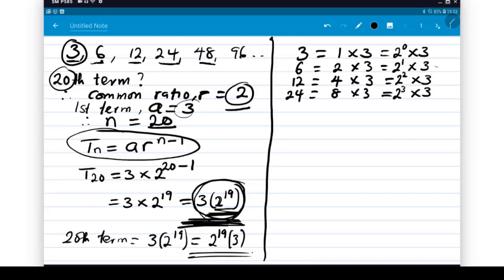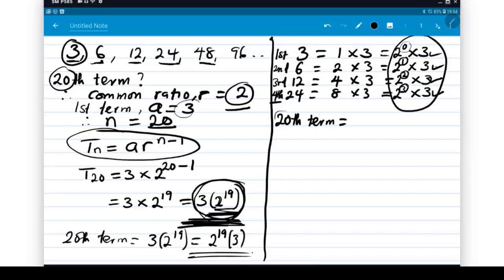So what can you notice in this pattern that we are seeing here? Our first term is giving us 2 raised to power 0 times 3. Our second term is giving us 2 raised to power 1 times 3. Third term giving us 2 raised to power 2 times 3. Fourth term giving us 2 raised to power 3 times 3. It simply means the position of the term, just subtract 1 from it, that will be the power of 2, and then times 3.